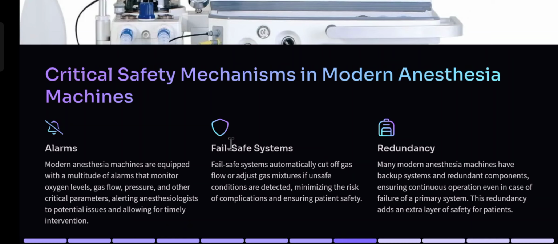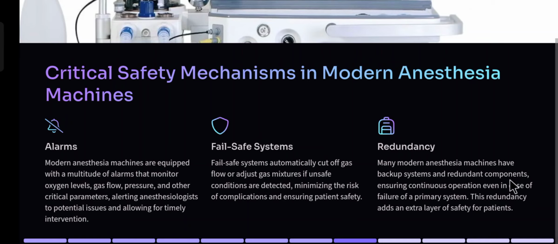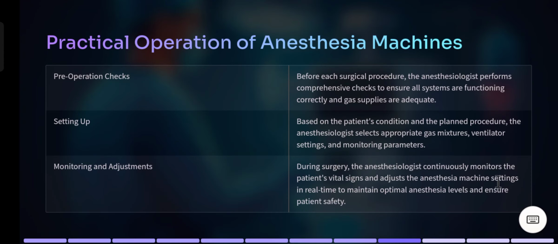Fail-safe systems. These systems automatically cut off gas flow or adjust mixtures if unsafe conditions are detected, reducing the risk of complications. Redundancy. Many machines have backup systems to ensure continuous operation even if a primary system fails, adding an extra layer of safety.